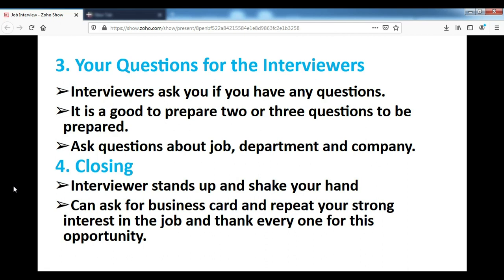The last stage of the interview is when the interviewer stands up and shakes your hand, and you can ask for the business card. You can repeat your strong interest in this job, and you can thank every interviewer for giving the opportunity for this interview. So these are the 4 stages of the interview in Canada.